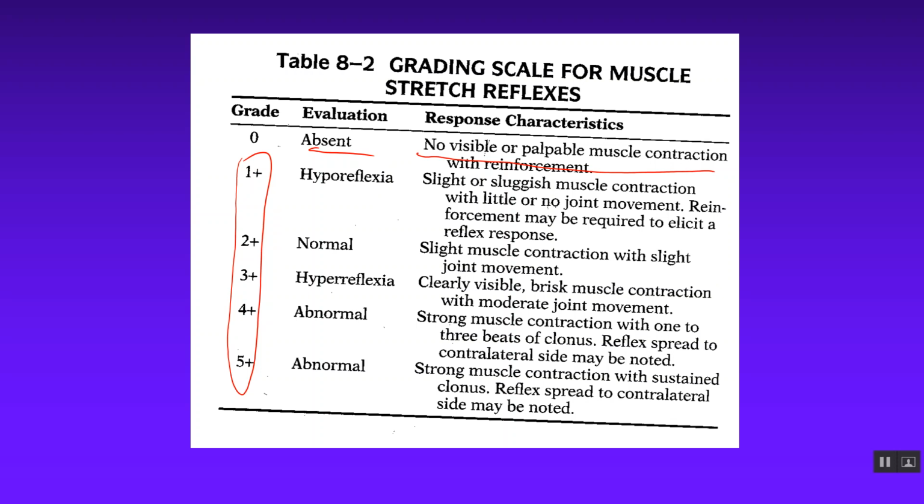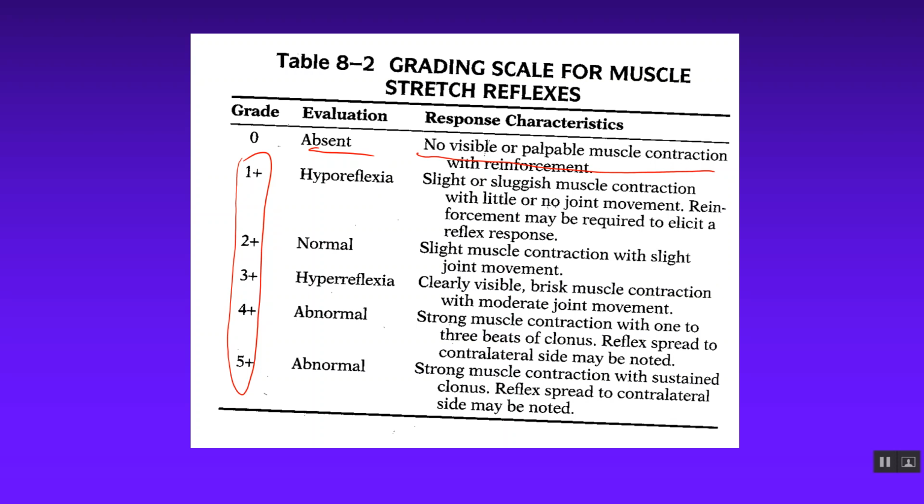So hyporeflexia, but if it's different, if they're hyporeflexic on the left and not on the right, then that's indicating there's a change or something different going on there. So you're looking for symmetry there. Normal is typically a 2 plus, slight muscle contraction with slight amount of joint movement. You might see the joint move a little bit.